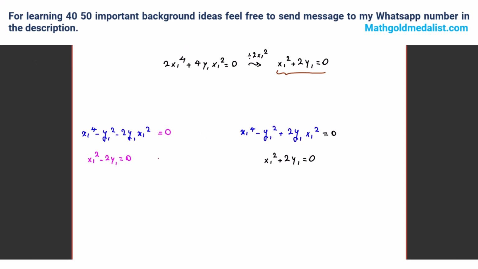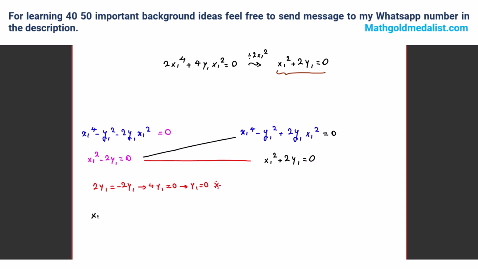Let's consider these two things first. If we consider these two things, then x1 squared is 2y1 from here. x1 squared is negative 2y1. So 4y1 is 0, so y1 is 0. Okay, so we've rejected this case. Let's use different colors for proving each of them. Now let's consider this one.